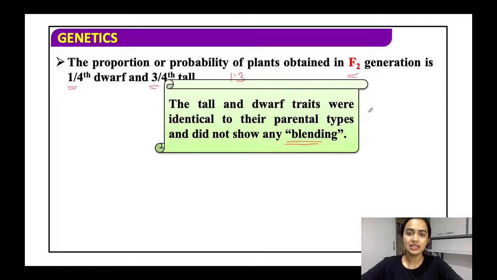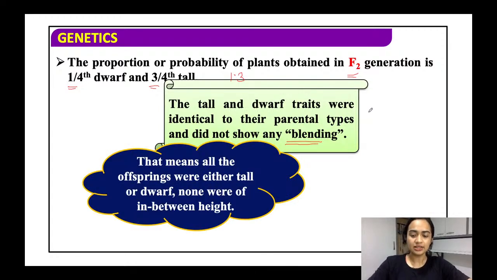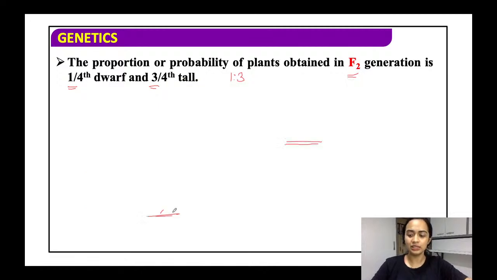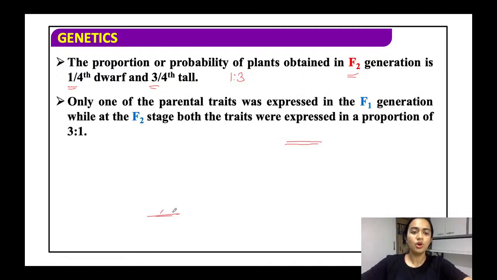By that I mean, जैसे कि मैंने कहा था कि पी प्लांट में क्या होता है कि वो एग्जैक्टली ऑपोजिट ट्रेट शो करता है, मतलब यानी कि कुछ हुए या एकदम शॉर्ट, कुछ हुए एकदम टॉल, ठीक है। हमें कोई भी मीडियम लेंथ या इन दोनों के बीच का लेंथ हमें नहीं ऑब्टेन हुआ. That means that all the offspring were either tall or either short. There was nothing in between. So, what happens is only one of the parent trait was expressed in the F1.